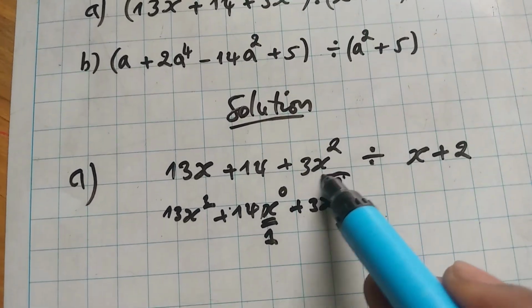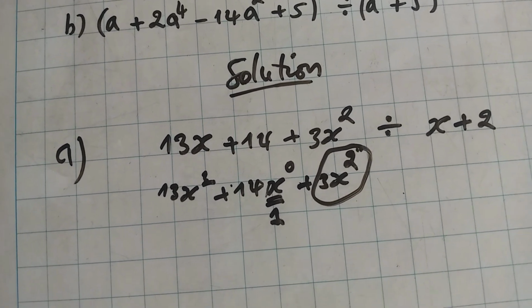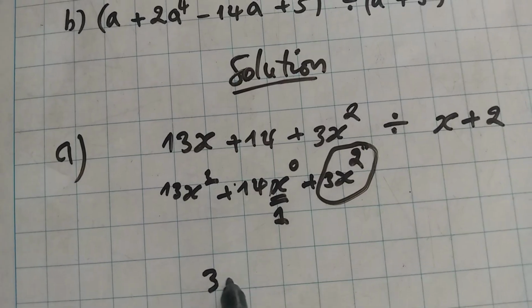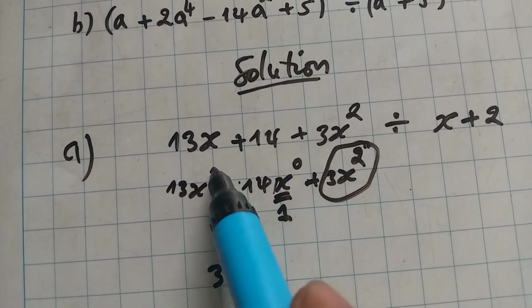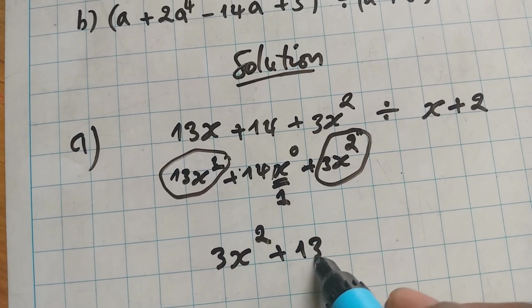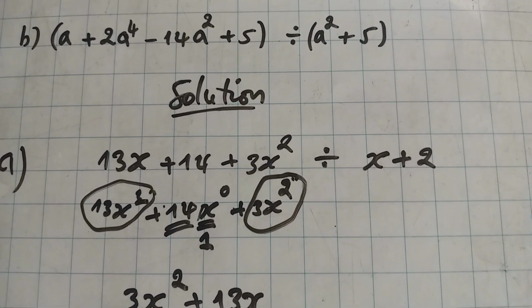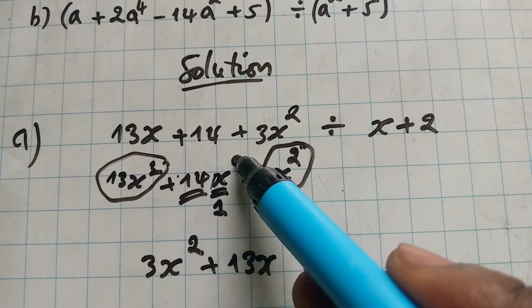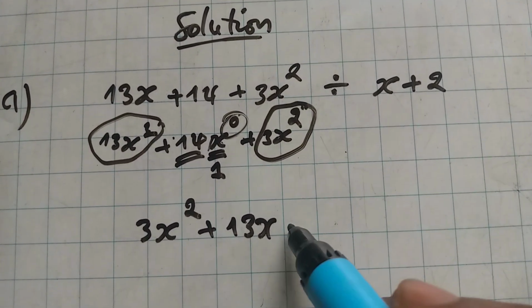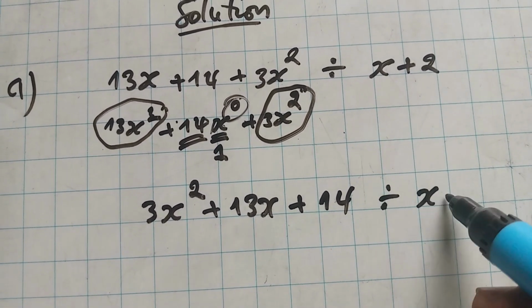So you see, this term with 2 as the power is the highest. Yes, 2 is the highest power. So we have to start with 3x squared. This x with power 1 would be plus 13x. Then this 14, which is constant because its x has 0 as the power, will be the constant 14. Then to divide by x plus 2.